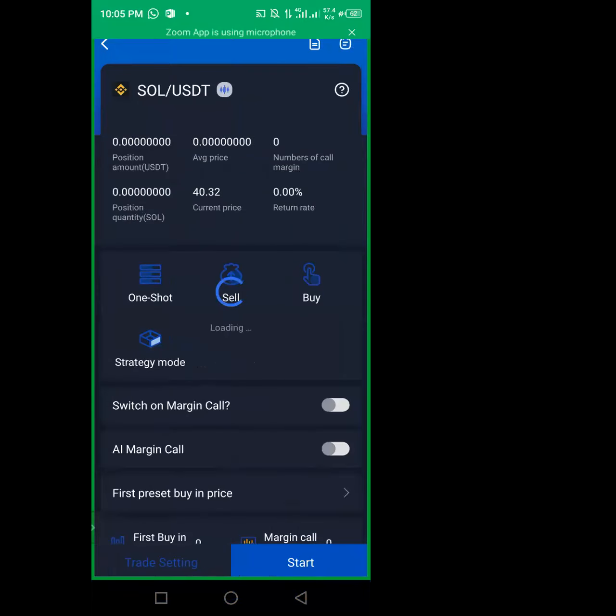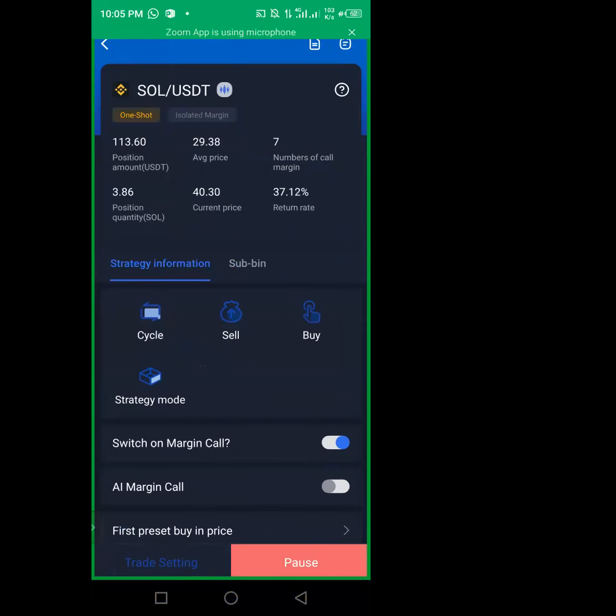One shot, if you come here, this trade is on one shot. It means that once the robot sells at my take profit percentage, it should not trade this coin again. It will close it, it will stop it. So I will need to enter another trade signal. That is one shot. But if I change it to cycle, it means that after it sells and takes profit for me, it should buy the coin again and continue doing it on a cycle. So that is the meaning of trading on cycle.